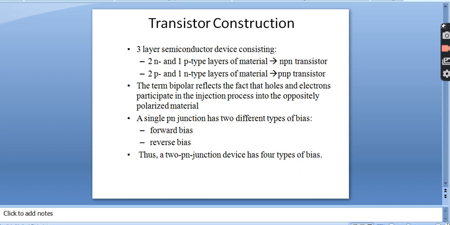Suppose in the case of a PN junction diode, there is one junction with two biases, forward bias and reverse bias. Now the bipolar junction transistor has two junctions. A two-PN-junction device has four types of bias. So this is how the NPN and PNP transistors are formed. What is the meaning of bipolar? Bipolar means holes and electrons participate in the injection process.